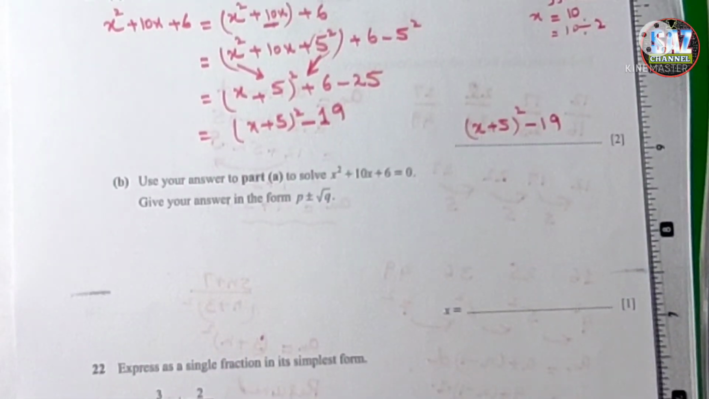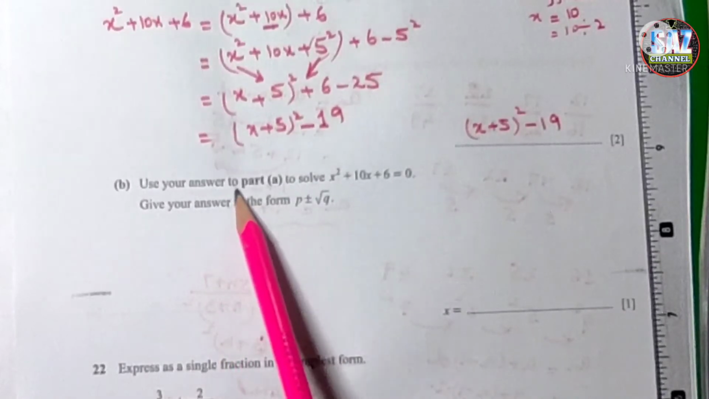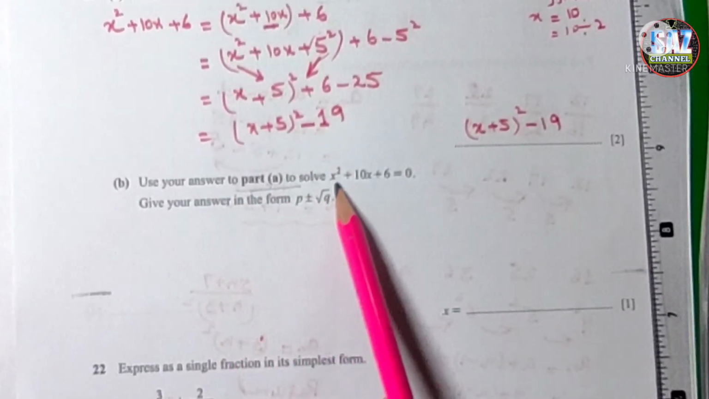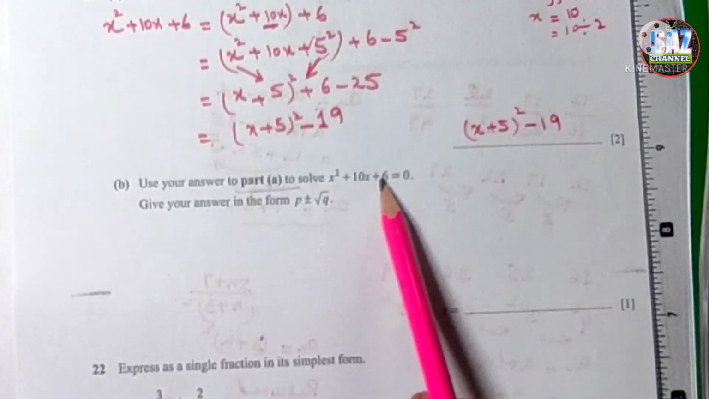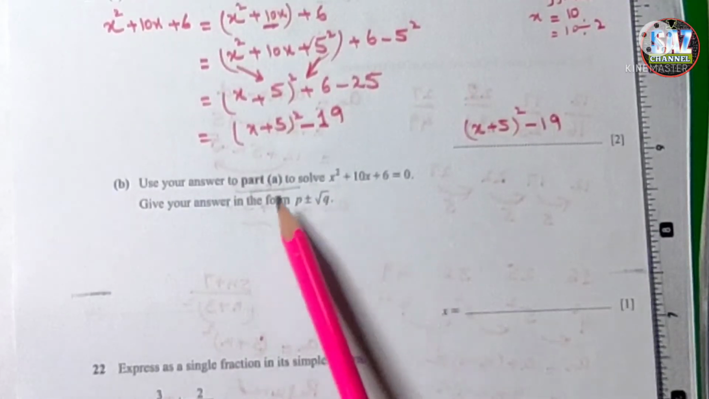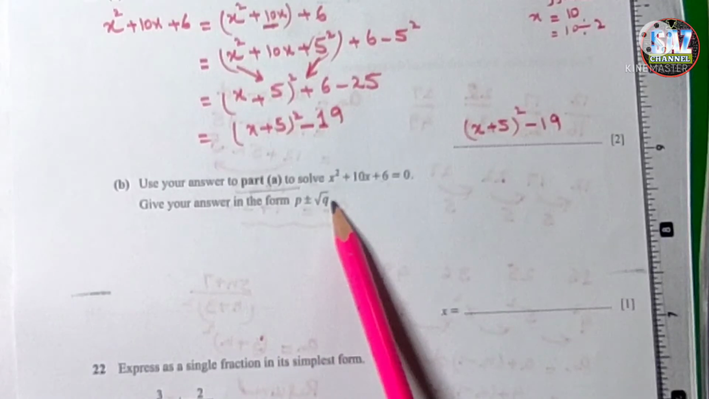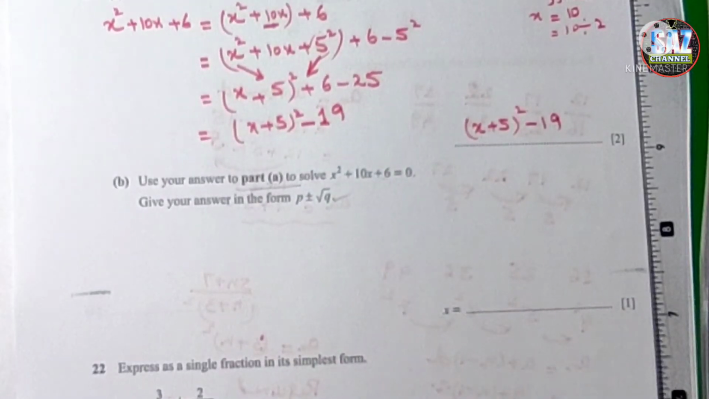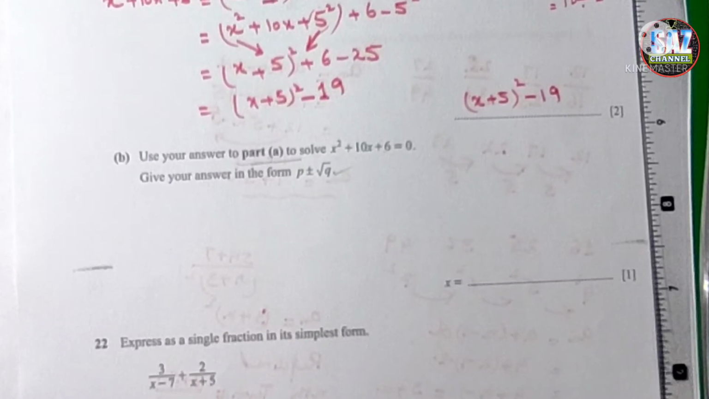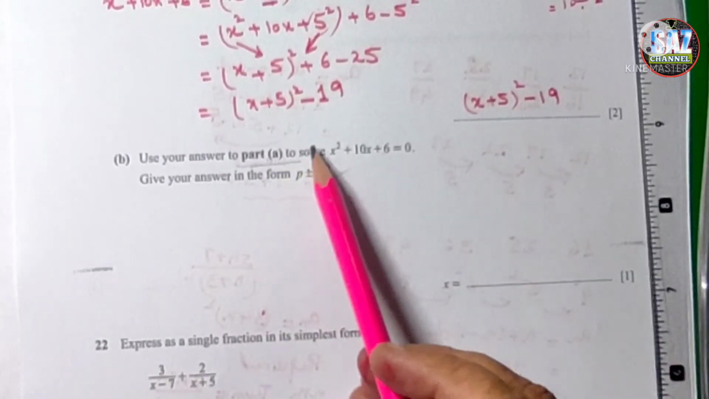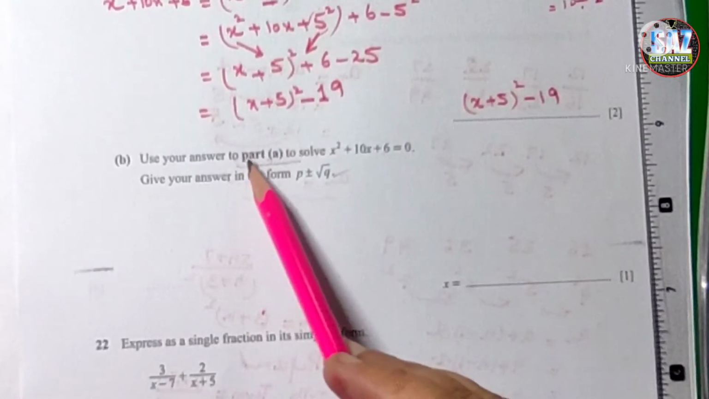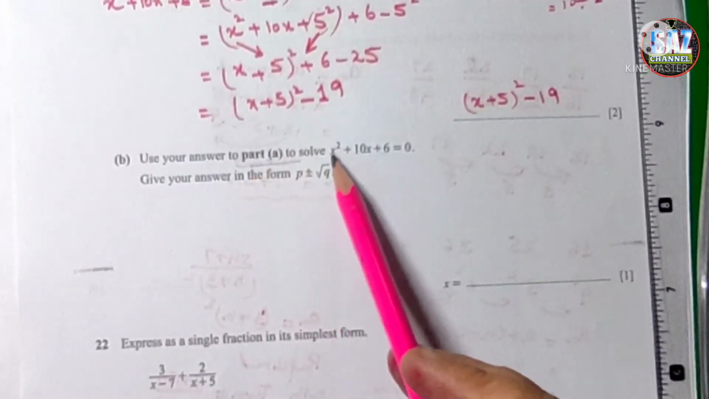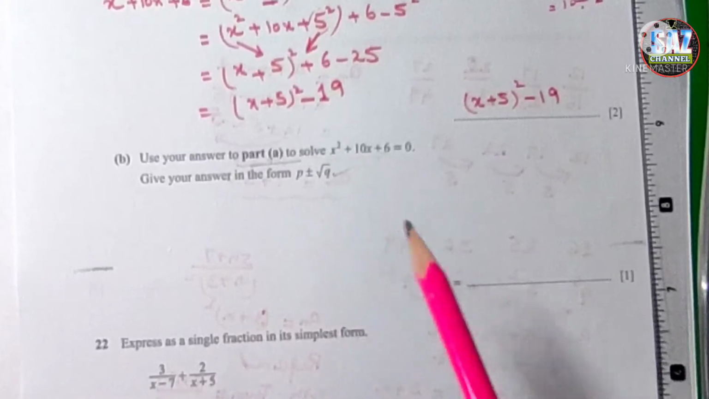Second part says, use your answer to part A. Solve the equation x squared plus 10x plus 6 equals 0, and give your answer in the form p plus minus square root of q. This is also one of the important questions. Students, read the question carefully. It says use the answer to part A. It means that we are not going to solve this equation once again.